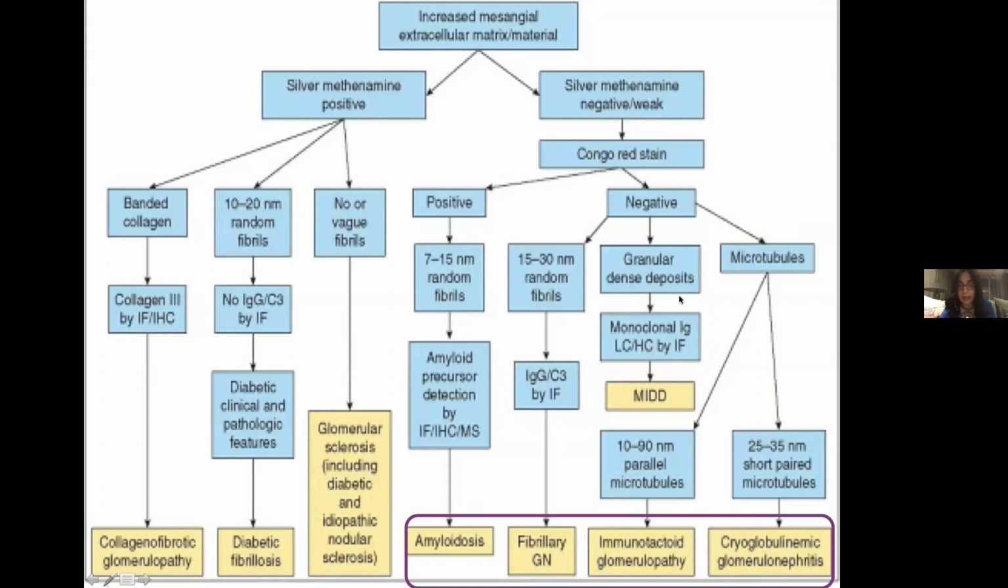So this is one pathway where we have immunoglobulins or light chains or both of them deposited in the glomeruli and giving these different forms of fibrillary deposits and microtubular deposits. On the other pathway, you have the ones where you have an excessive collagen deposit or abnormal collagenosis, like in collagenofibrotic glomerulopathy, or you have only 10 to 20 nanometers and random fibrils, like in diabetes. Diabetes is a fibrillary disease, by the way. Or you just have glomerular sclerosis, which again can include diabetes or other forms of nodular glomerulosclerosis.